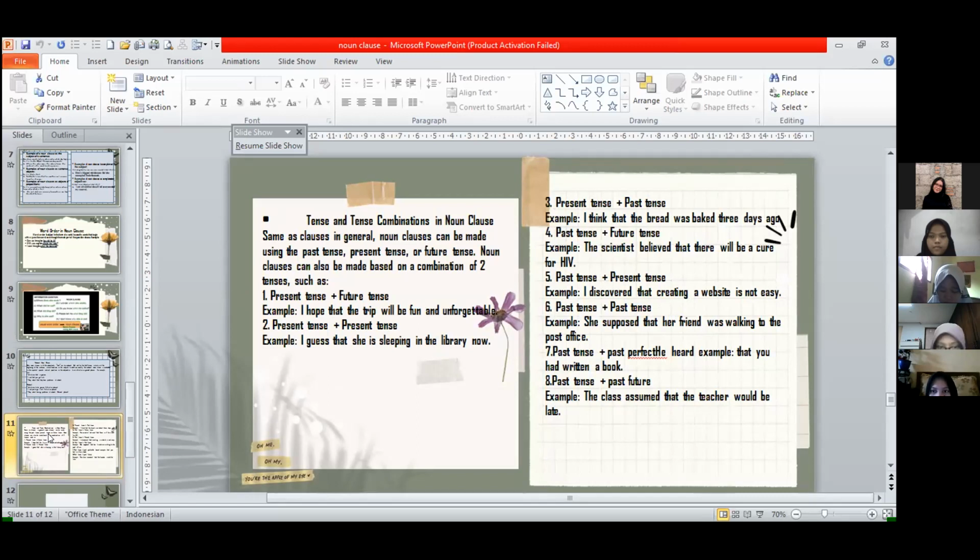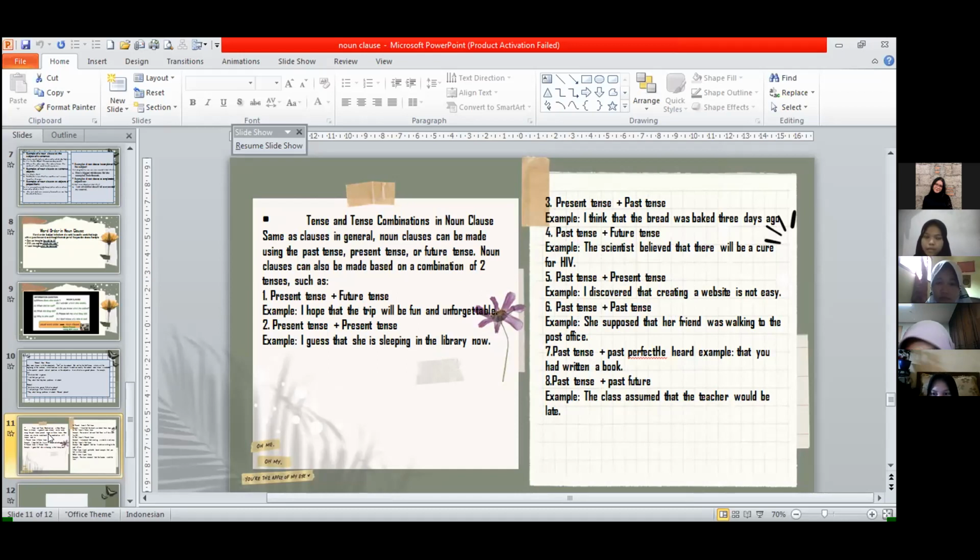Number 3, present tense and past tense. For example, I think that the bread was baked 3 days ago. Number 4, present tense and future tense. For example, the scientists believe that there will be a cure for HIV. Number 5, past tense and present tense. For example, I discovered that creating a website is not easy. Number 6, past tense and past tense. For example, she supposed that her friend was walking to the post office.